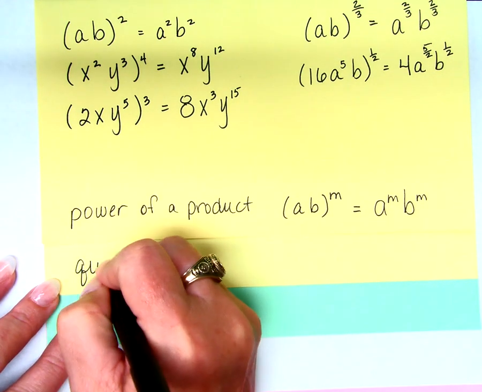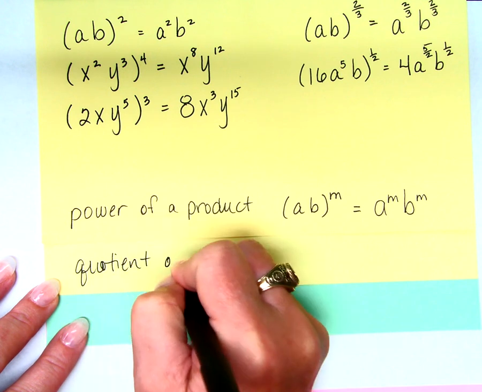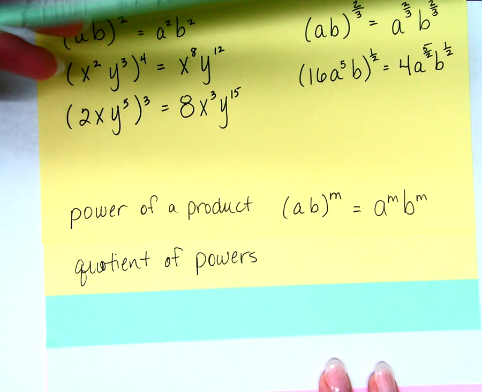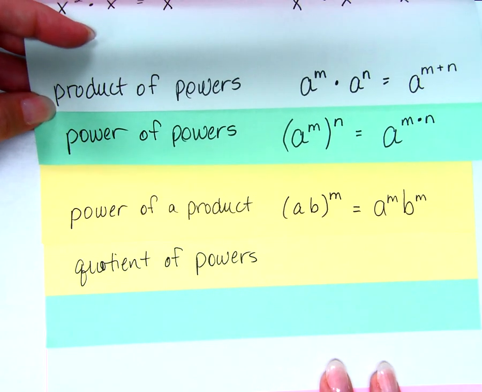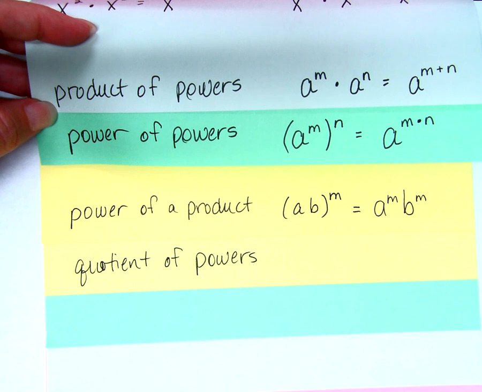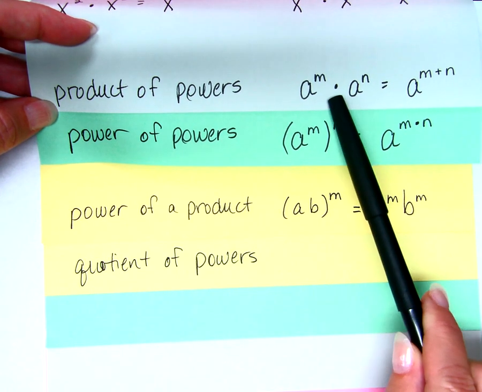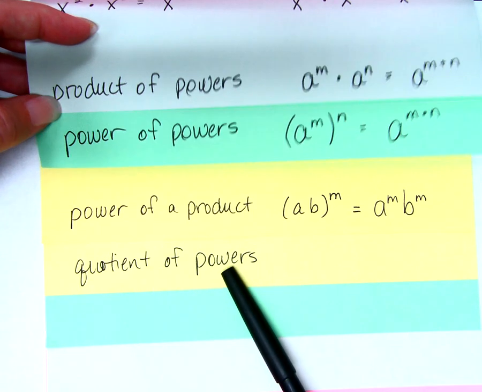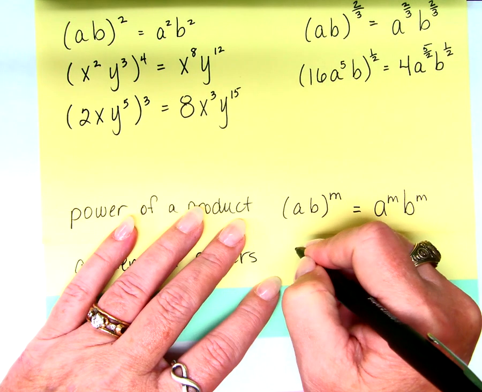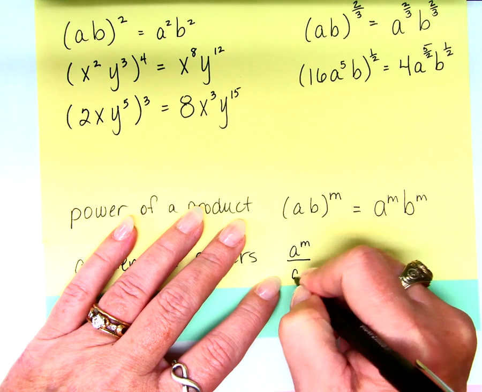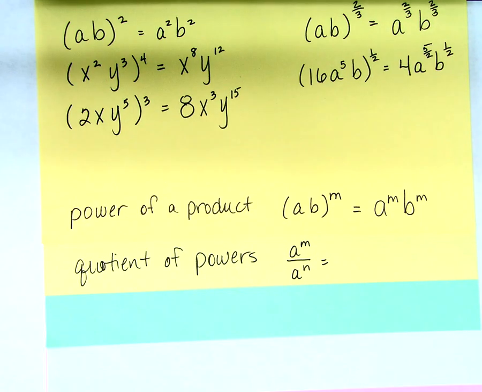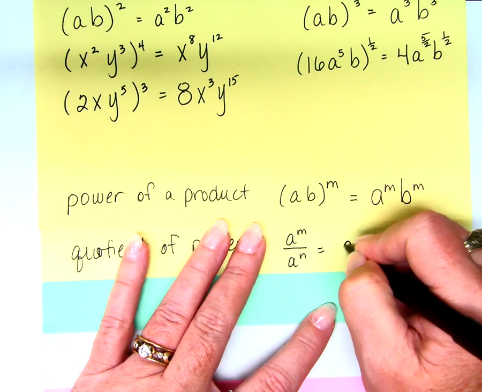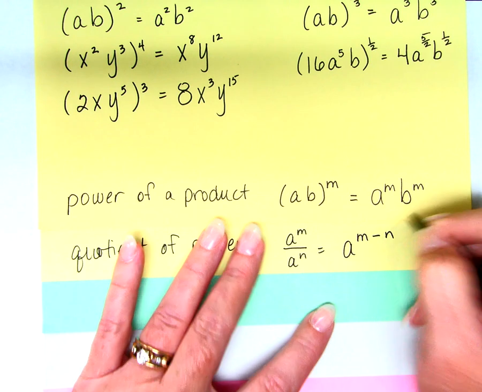Quotient of powers. Well, if product of powers looks like this, I'm multiplying 2 like bases. What do you think quotient of powers is going to look like? I'm dividing 2 like bases, right? A to the m over A to the n. What am I doing to the exponents if I'm dividing like bases? Subtracting m minus n.